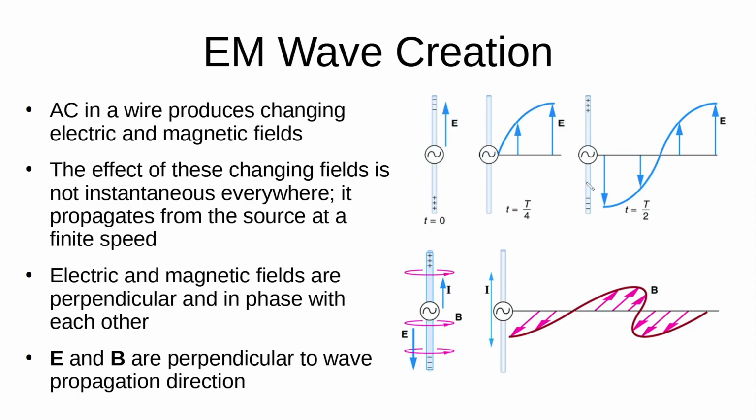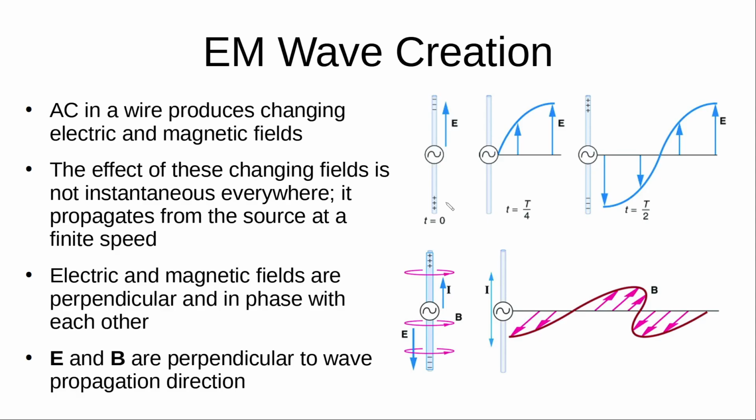Then at a later time, halfway through the oscillation, the current will be in the opposite direction from where it began, which means you'll have negative charges at the other end and the electric field pointing in the opposite direction. So by just having this oscillating current, we're creating a changing electric field in the wire.